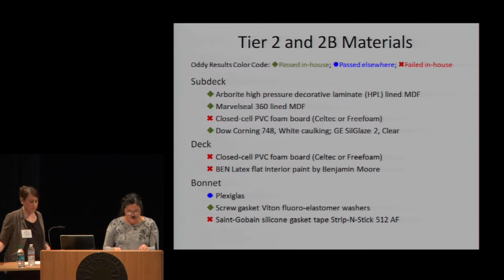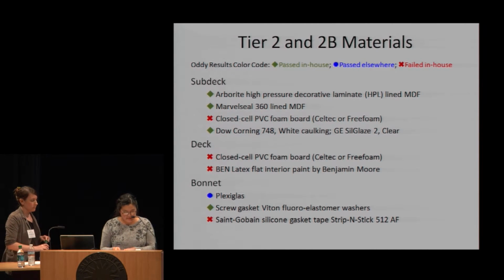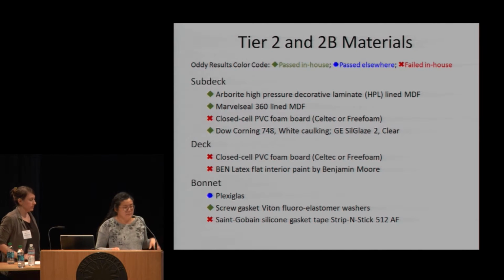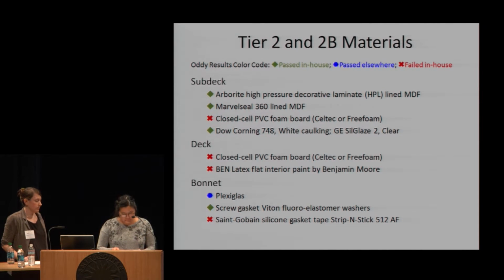So for Tiers 2 and 2B, the subdeck materials were the same as the previous tiers, with the additional possibility of a Marvasil wrapped MDF or a bare PVC foam board. And the deck material remained the same, painted PVC foam board. There is gasketing on these cases, however, to make the buffering more effective.